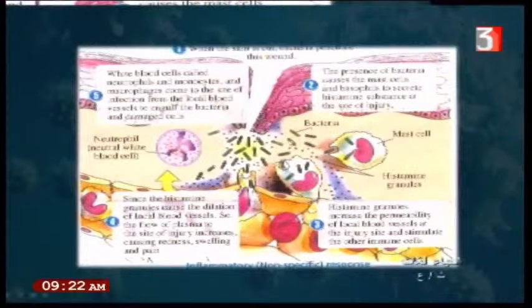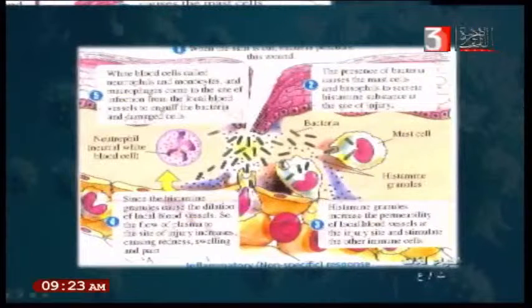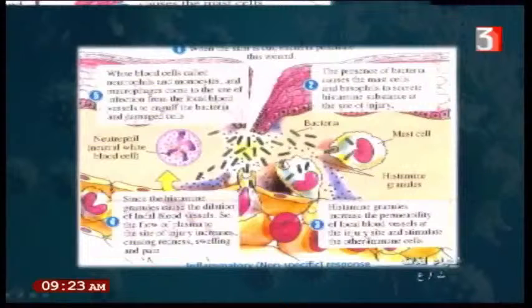The bacteria enter the skin, and the mast cell engulfs. Engulf means take it inside the cell, and the histamine granules are secreted. This is the histamine granules. After engulfing many bacteria, what happens? Number 3, histamine granules increase the permeability of the local blood vessel at the injured site and stimulate the other immune cells, many cells, to enter.